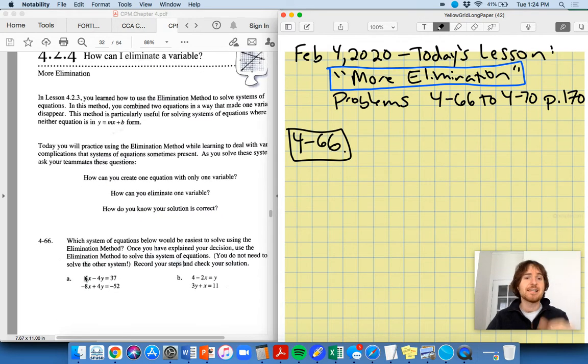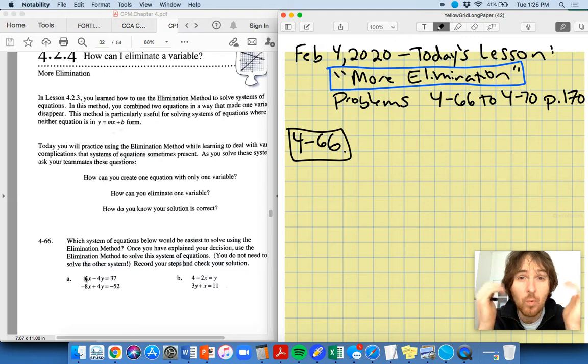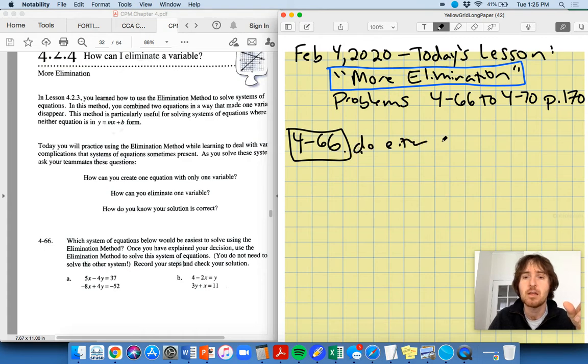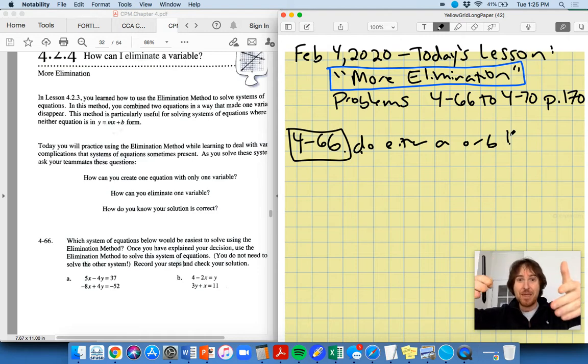All right, 466 here. I already told you this question had to do with which is a good situation to use elimination, because you only have to do one of these problems. So do either A or B. You get a choice, right? Because part of math is choosing the right pathway that allows you to go faster and work more efficiently. And that's what this question is about here.